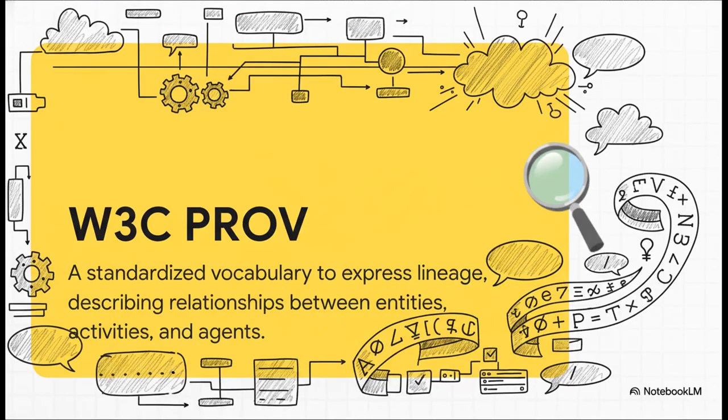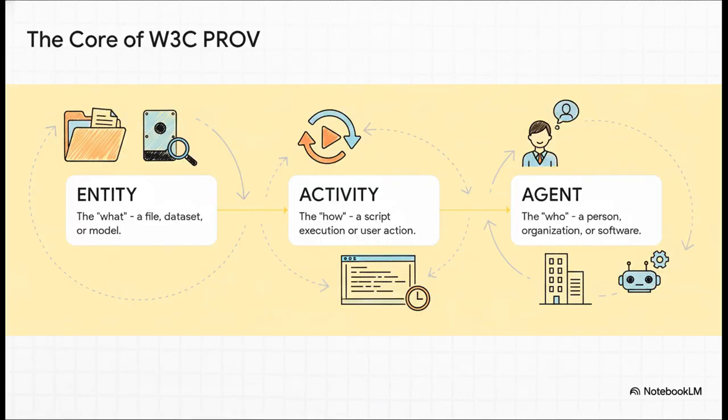Okay, so the foundation for that whole context layer we talked about is a standard called W3C PROV. The best way to think of it is like a universal grammar for lineage. It's the language we use to tell the story of our data. And because it's a standard, it means different systems can all speak the same language. One system can write a provenance record and another one can read it and understand it perfectly. Super important.